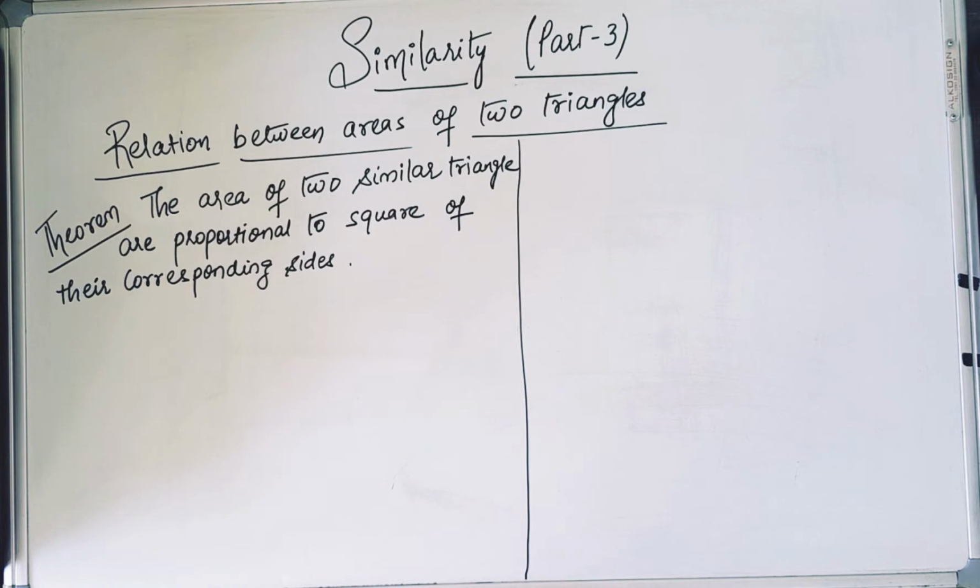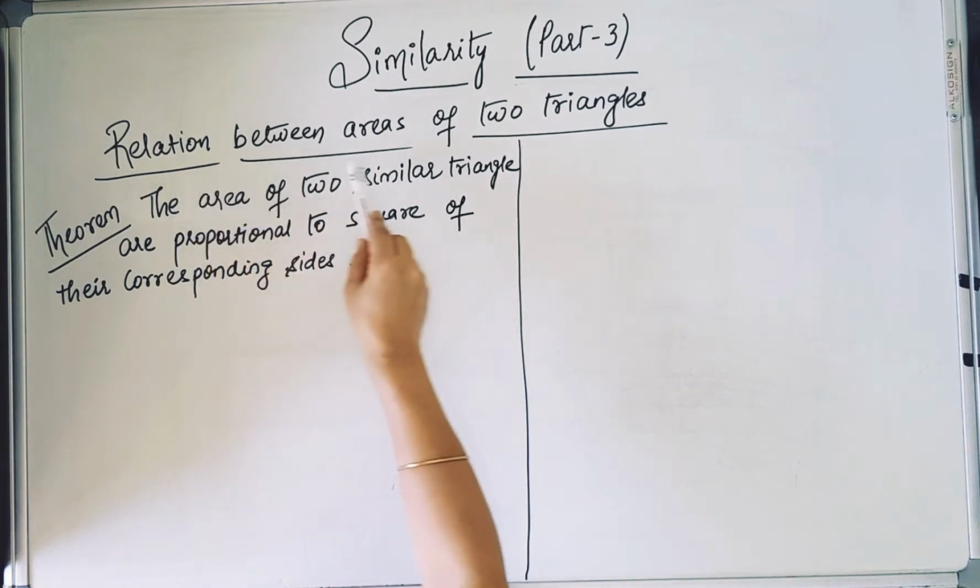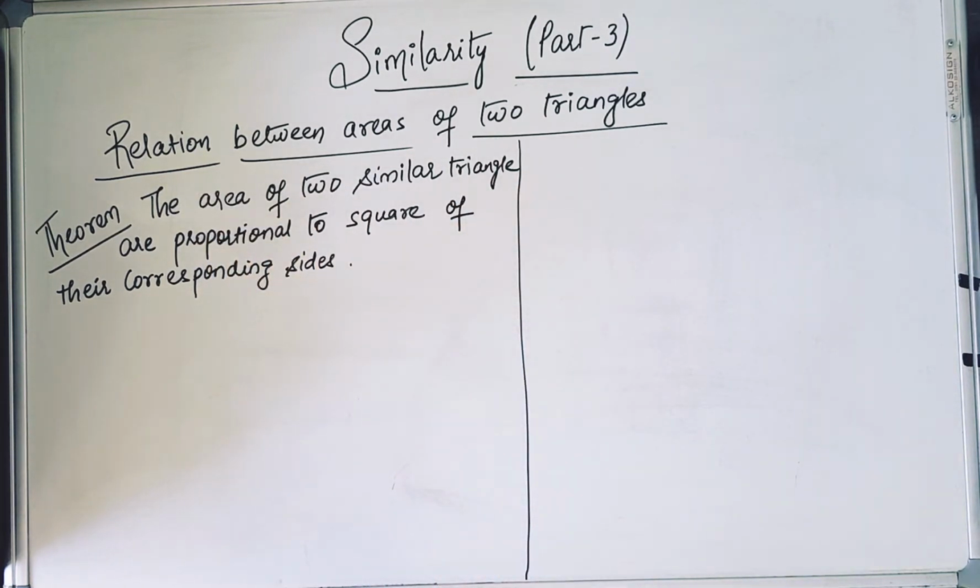So today we are going to discuss similarity part 3. In part 1 and part 2 videos we have already studied conditions of similarity, the basic proportionality theorem, and the questions related to these two concepts. In this video we are going to discuss the relation between areas of two triangles.